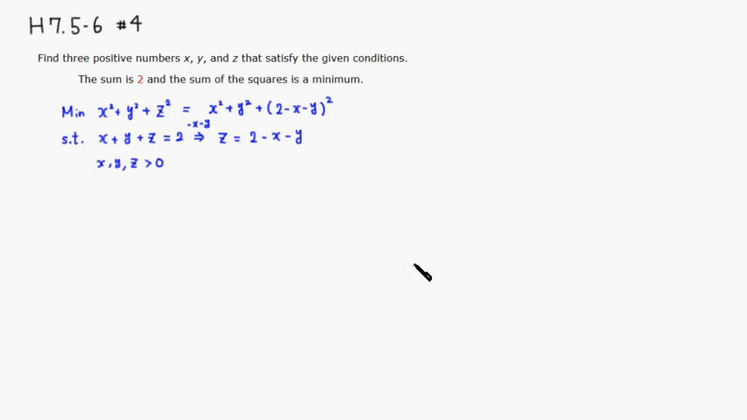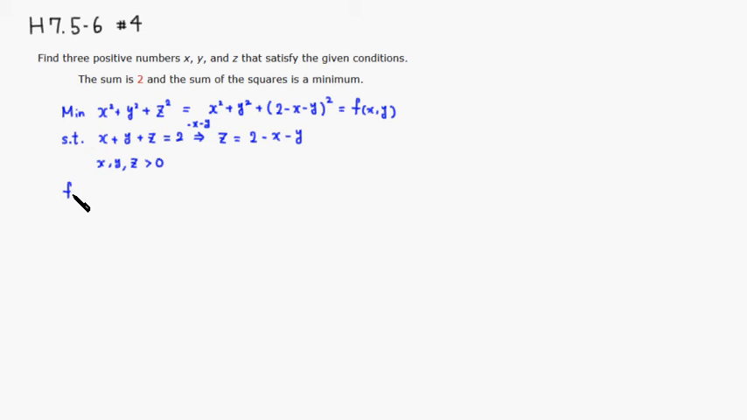So the constraint is built into this function, and I'm going to call this function f of x comma y. Now we just need to minimize this function. So we have to find a critical point, so we're going to take the first partials.